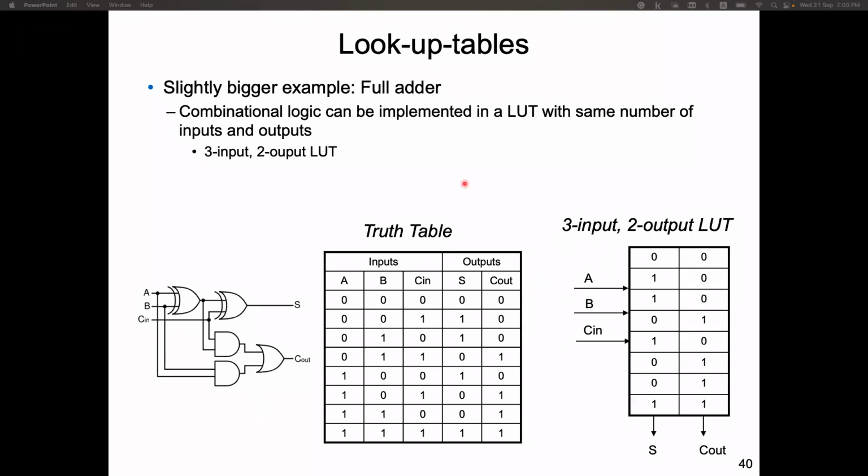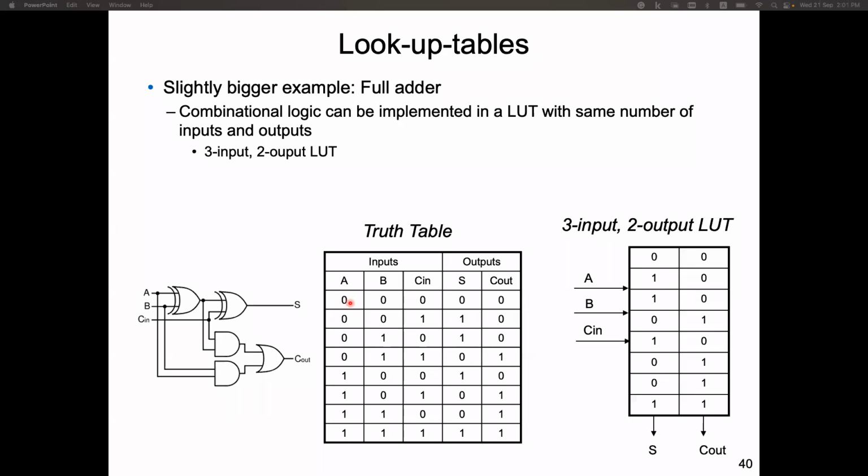And this is a slightly bigger example, a 1-bit full adder. It has a carrier input. So this is the desired truth table. We have inputs A, B, each of them binary, and also a carrier input, also binary. We have a sum output and a carrier output.